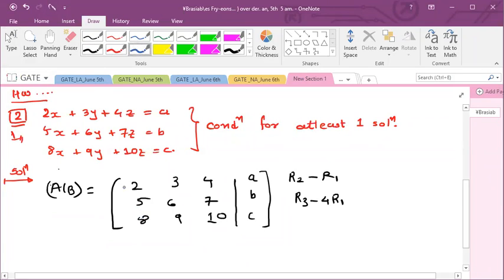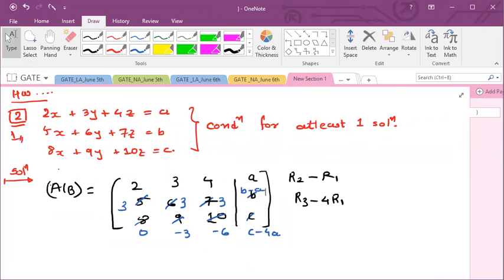So this is our R3 minus 4 times R1: 8 minus 8 becomes 0, 9 minus 12 becomes minus 3, 10 minus 16, 4 4s are 16, becomes minus 6, and it will become C minus 4A. For R2 minus R1, this will become 3, this will become 3, this will also become 3, and this will become B minus A.